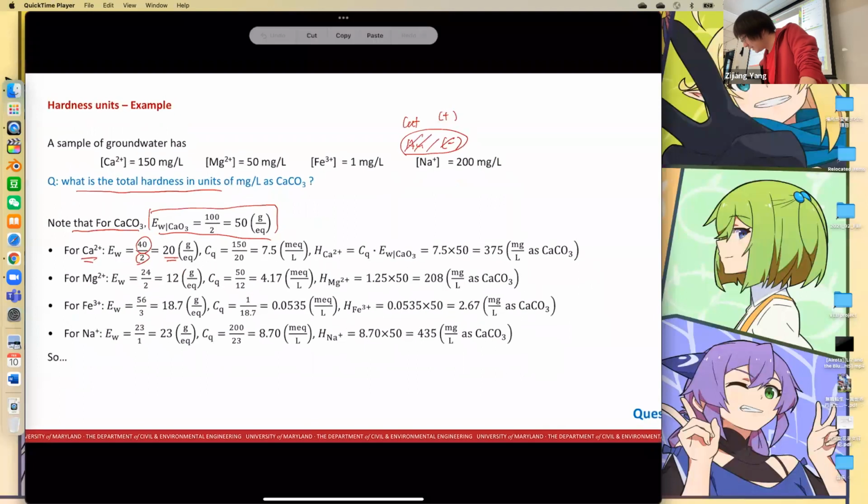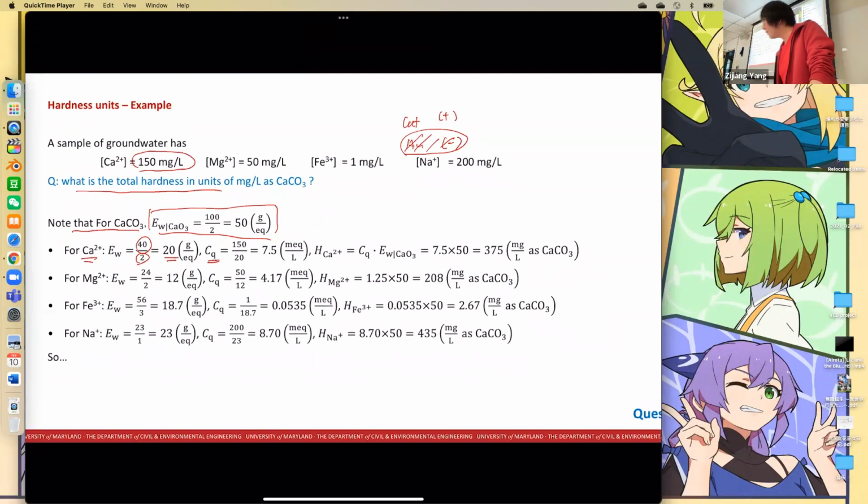And then we can use this to calculate CQ, where we use the concentration of calcium divided by the equivalent weight of calcium, and we can get this CQ. And to calculate the hardness of calcium, it equals the CQ times the equivalent weight of calcium carbonate. This equals 50, and this CQ we have already calculated.